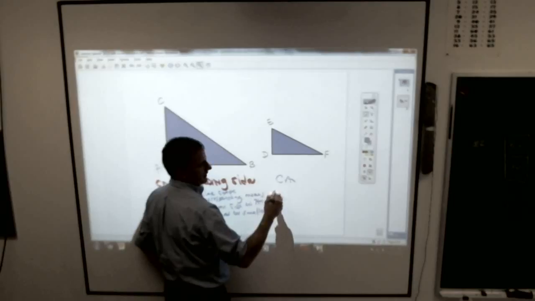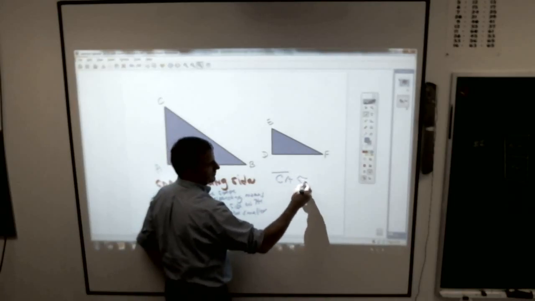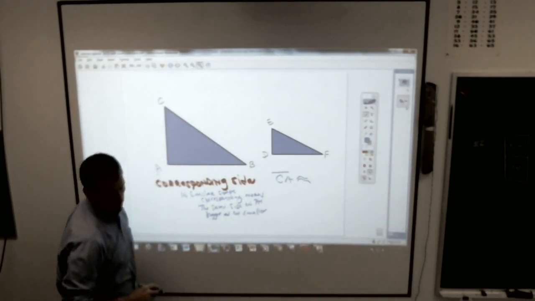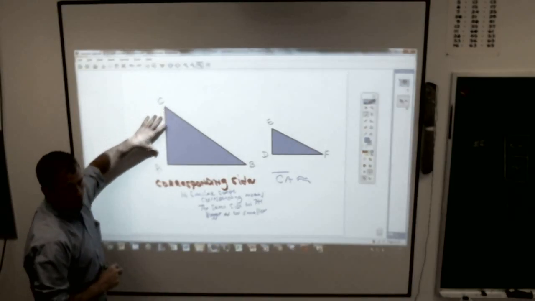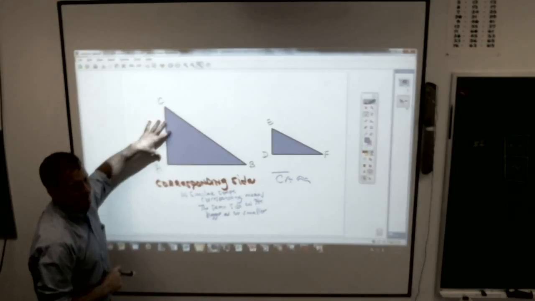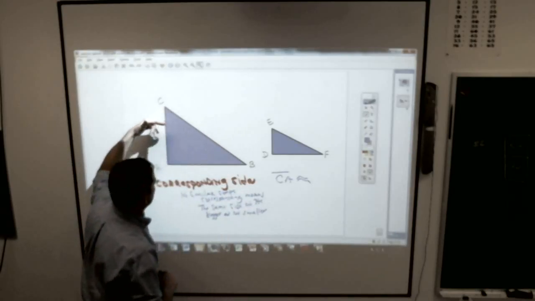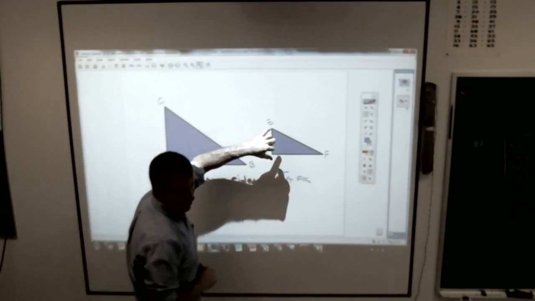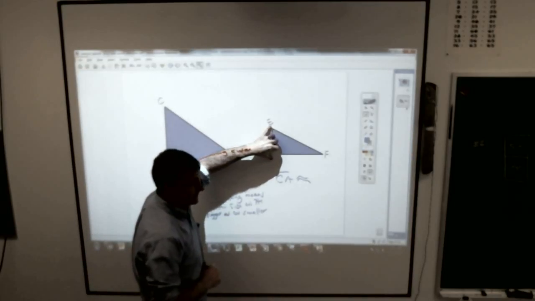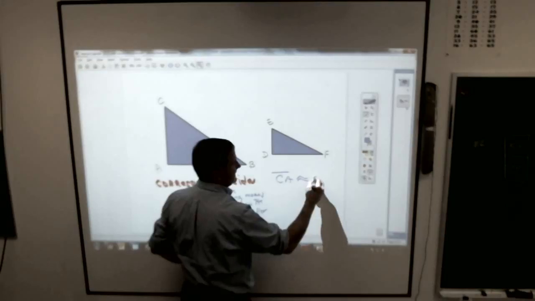CA on the big triangle corresponds, and we do this little shaky rolly kind of thing there, because that doesn't mean equals, but corresponds. What side on the little triangle corresponds or is kind of the same side on the little triangle? Well, you look at this. CA is the shortest side on this. So the shortest side on this would be its corresponding side over here. So it'd have to be side ED.